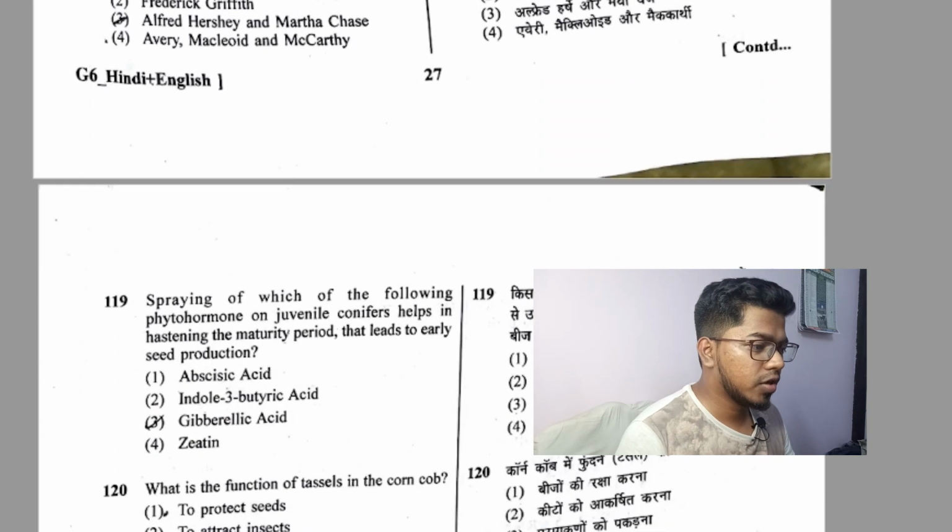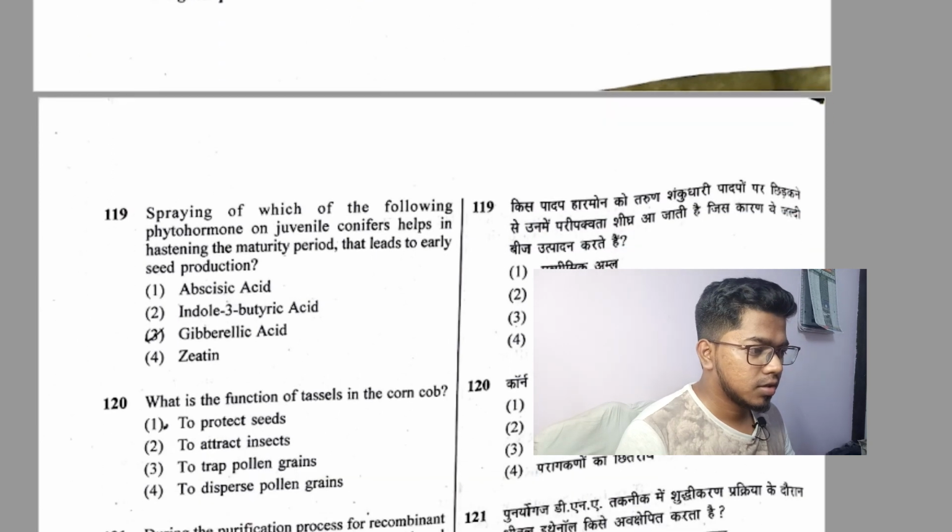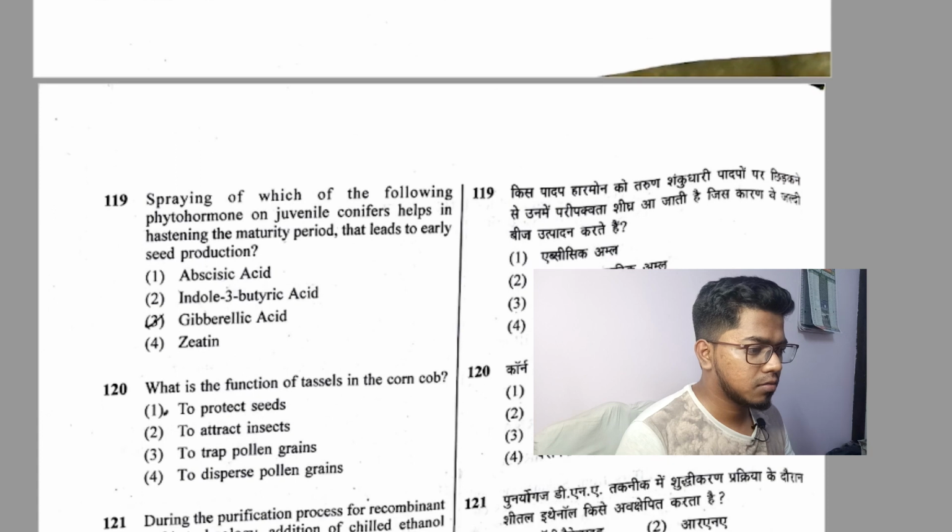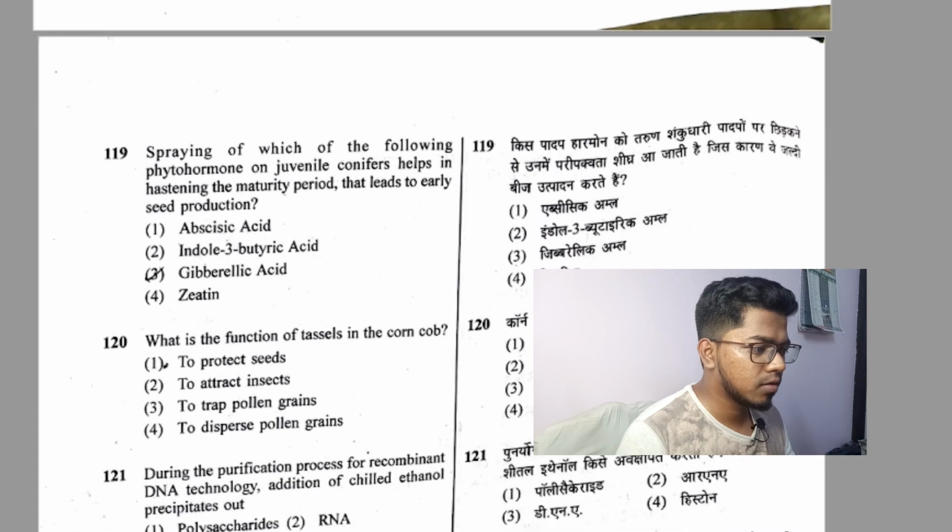Spraying of which of the following phytohormones on juvenile conifers helps in hastening the maturity period that leads to early seed production? Gibberellic acid. Yeah, I don't know. The function of tassels in corn cob.